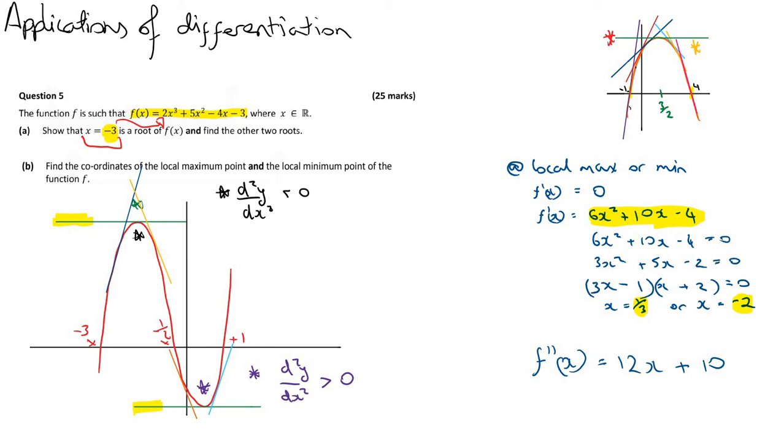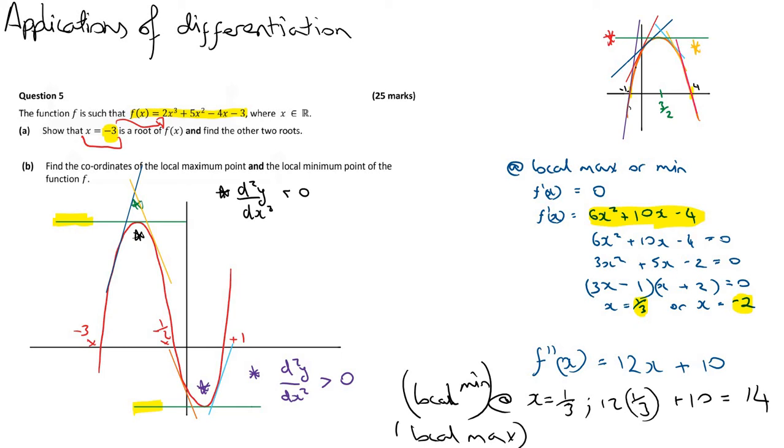Now I need to just plug in the values of x and see whether I get a positive or negative value from the second derivative. First value of x I had was x equal to a third. So 12 times a third plus 10 equals 14. So at this point, I know that d2y dx2 is positive, so therefore at x equal to a third, I must be at the local minimum. So let's just double check. At the other point, x is equal to minus 2. 12 times minus 2 plus 10 is minus 14. Minus 14 is less than 0, so the second derivative is negative at that point, so I must be at the local maximum.